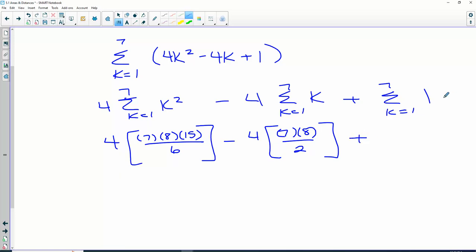And what happens if you add 1 up 7 times? Let's see what you get. And so how do we get that 7? You're adding from 1 to 7 of 1. That means you're adding 1 up 7 times.